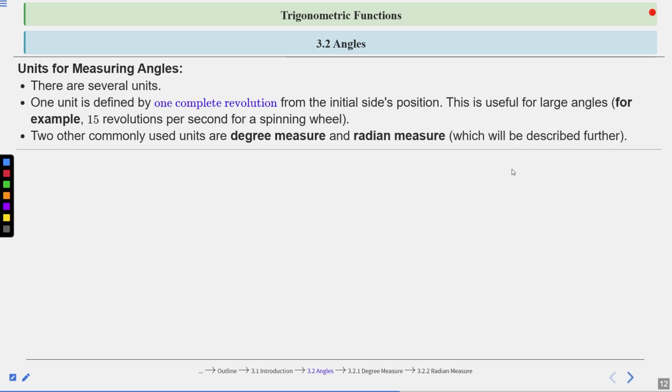Two other commonly used units are degree measure and radian measure, which will be described further as you go deeper into this session. Clear? So one complete revolution is one way to represent your angle, your rotation, and this is mainly used for large angles. Okay.